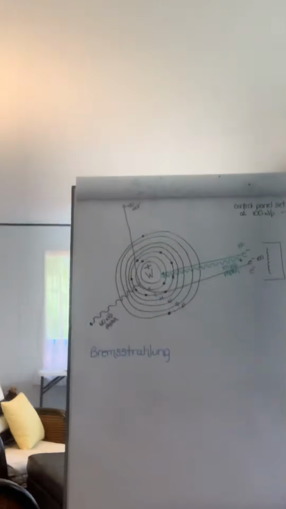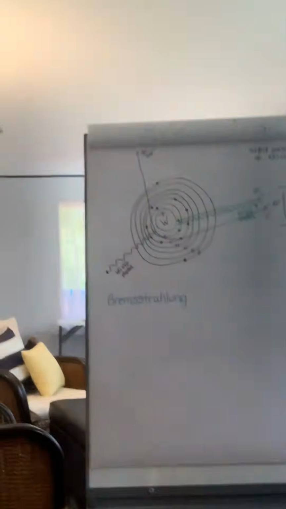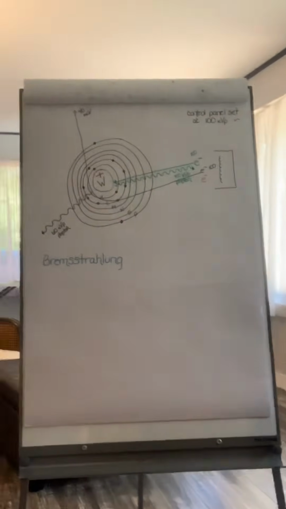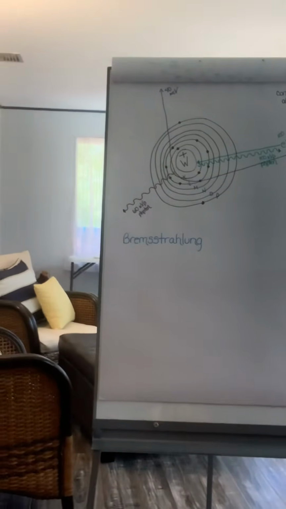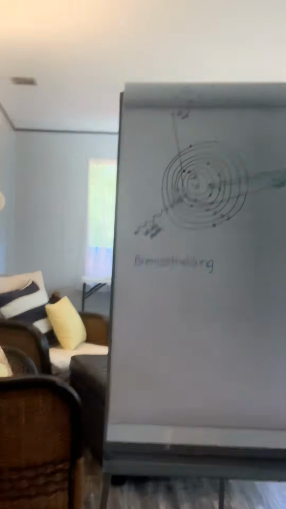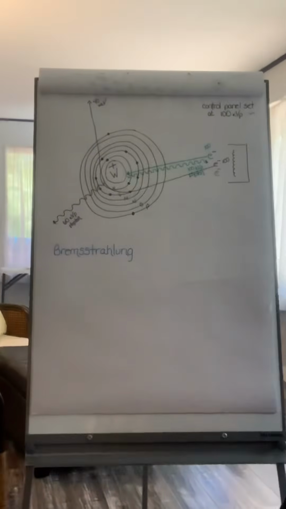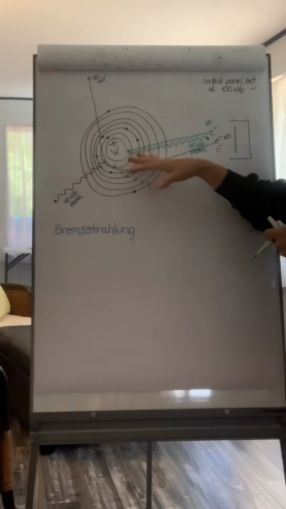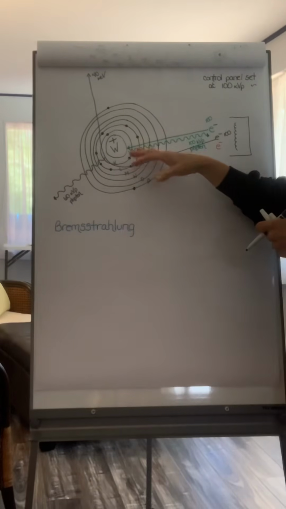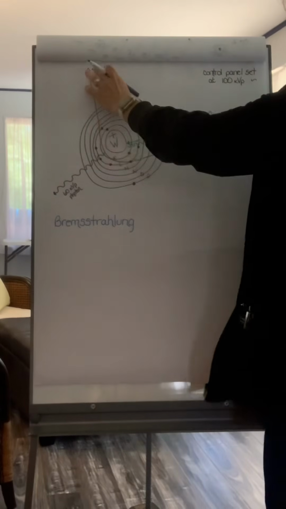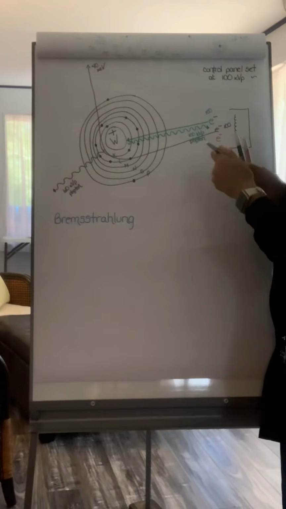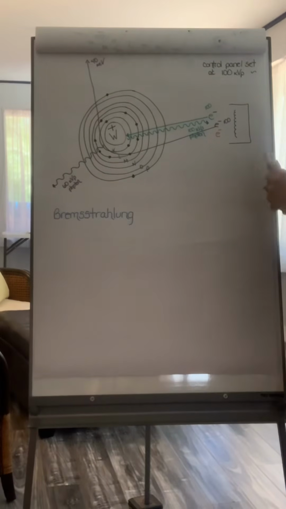It's the difference between the entering and exiting kinetic energy of the electron. So if it went in with 100 and gave it all up, then it ends up being a 100 kVp photon. If it went in with 100 and left with 40, then it would have yielded a 60 kVp photon.